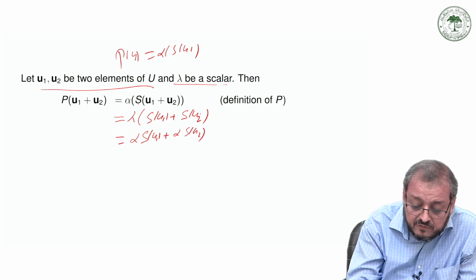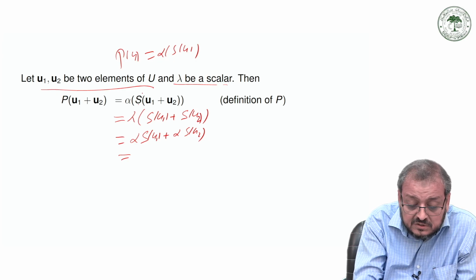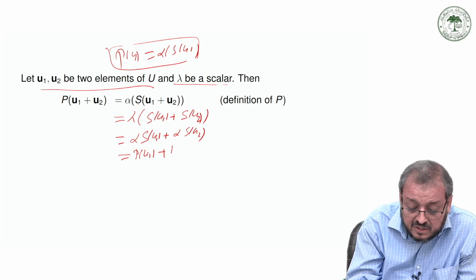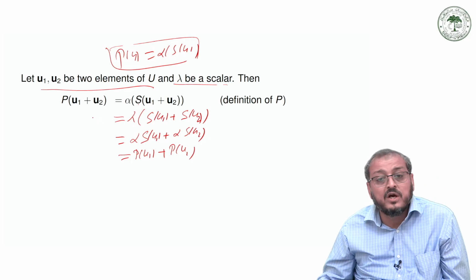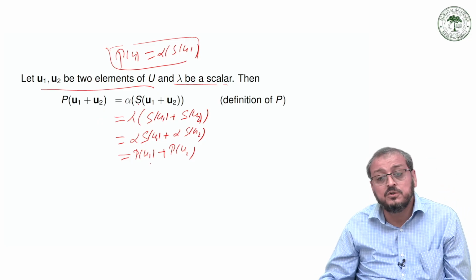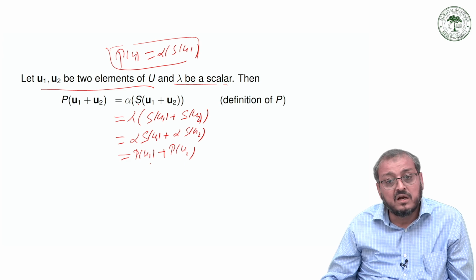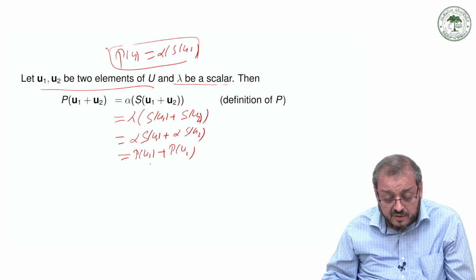So this means we can write it in this form. Again, by the definition of p, this is equal to p of u1 plus p of u2. So p of u1 plus u2 can be written as p of u1 plus p of u2. This means that under addition the condition of additivity is satisfied.